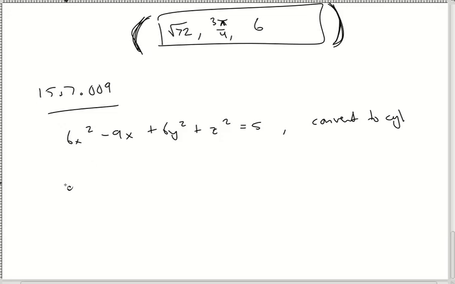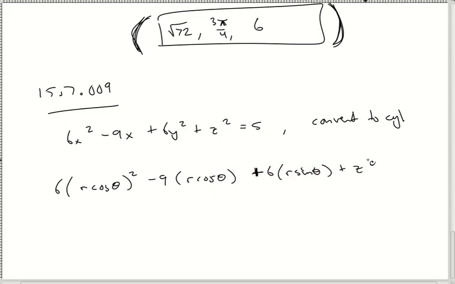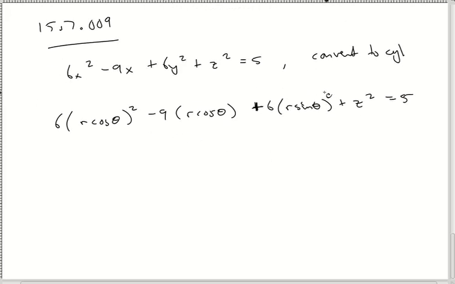Well, basically, I'm going to go back to the formulas and simply just plug it in. So r cosine theta all squared. Here we got an r cosine theta. Here we got, there we go, plus sign, r sine theta. Z is z, so you don't change that at all, equals 5. Oh, that's a square right there.